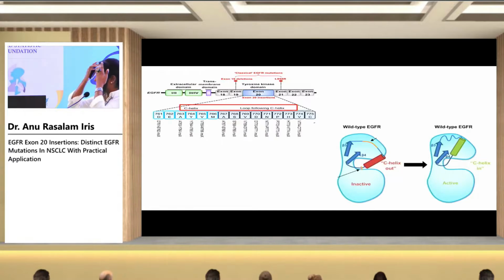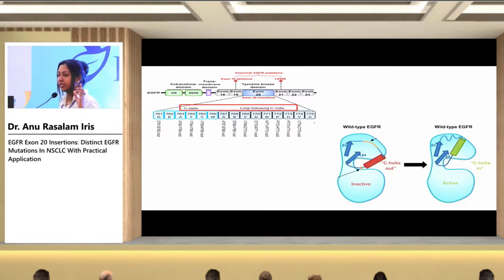A graphical representation. So this is what happens in a normal setting. This is the N lobe and the C lobe, which is the structure that is coded in the intracellular region. This is how it looks. In the middle, this is the ATP binding cleft. So in an inactive state, when there are no ligands, the C helix, this part, juts out and blocks, so the whole receptor is inactive. And when there is ligand binding, the C helix is pulled inside. The ATP binding cleft is open, ATP can bind, phosphorylation and downstream activations can happen.